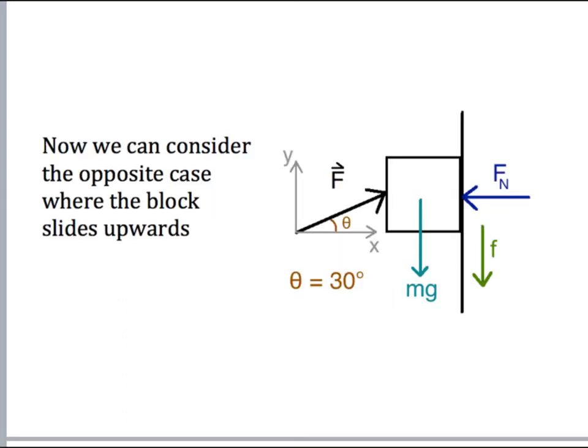Now we can do the exact same thing with the idea that the block is going to slide upwards. If the block slides upwards, then the friction is going to point downward. So we're going to do everything that we just did exactly the same, but where in the previous part of the problem the friction was in the positive direction, now it's in the negative direction.